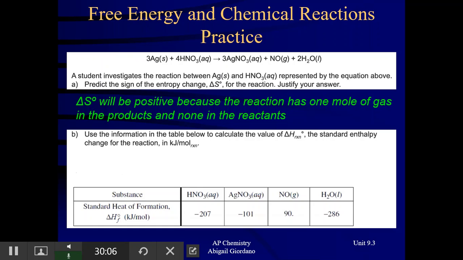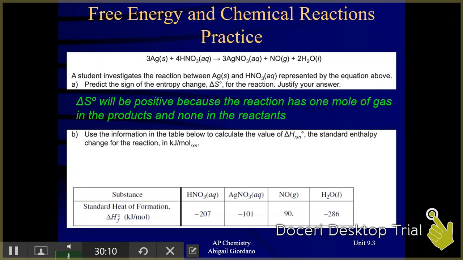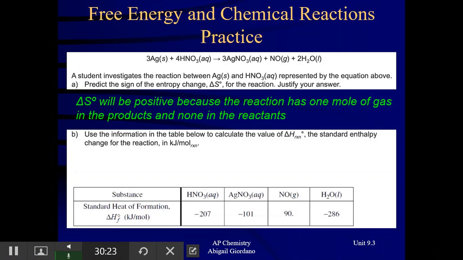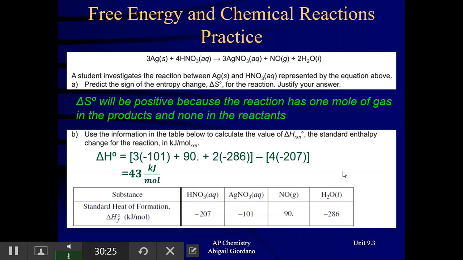Letter B gives us some heats of formation. Remember what I said to you. When you see a chart giving you formation values, I want you to have a light go off in your head: products minus reactants. And that's exactly what you're going to do. The heats of formation of your products minus the reactants, and we get 43 kilojoules per mole.